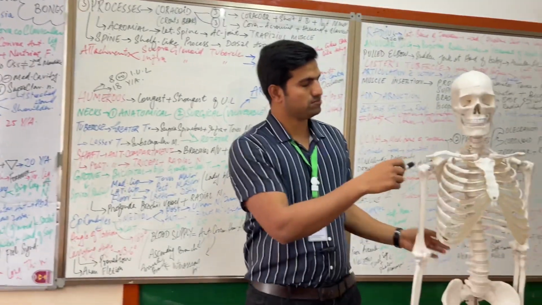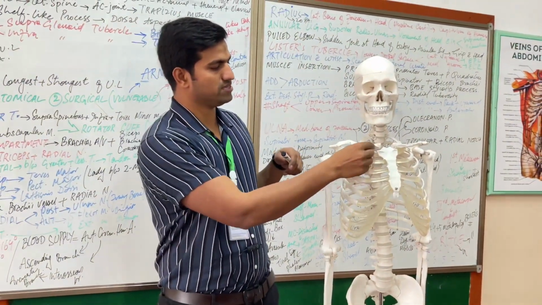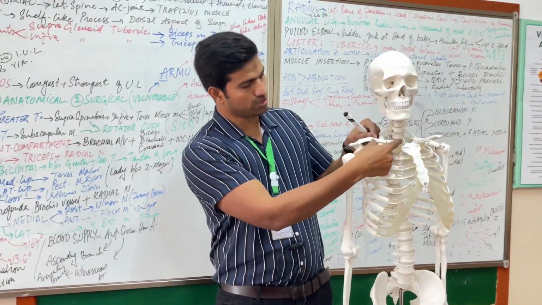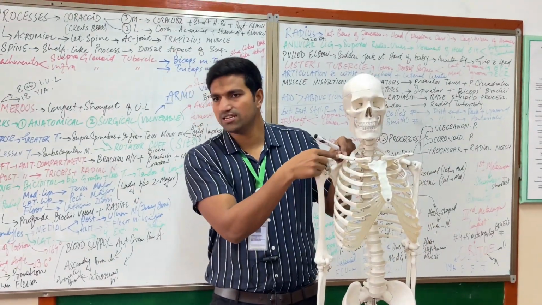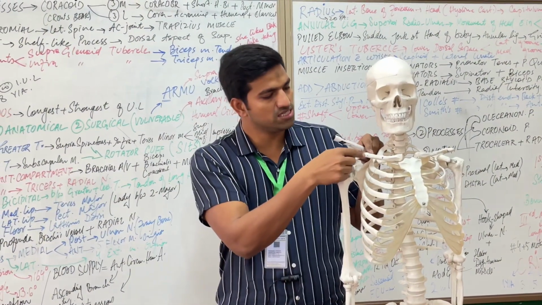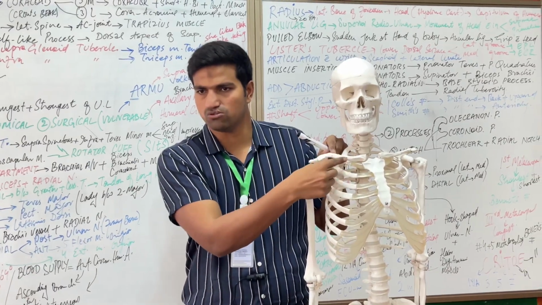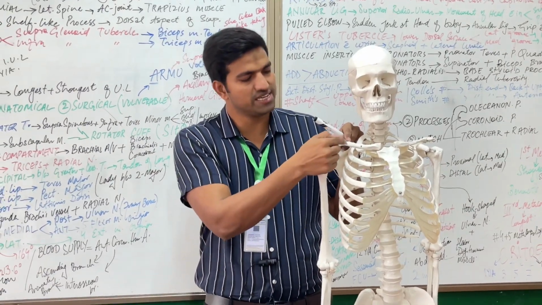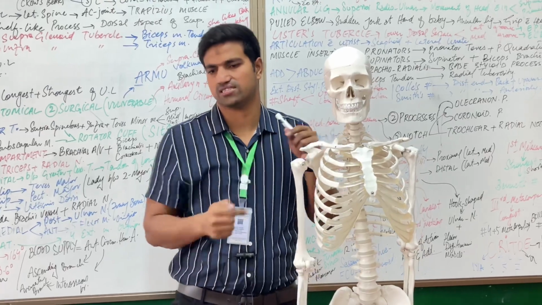We will divide this clavicle in three parts: first, second, third. This is the medial 2/3 of the clavicle, and this is the lateral 1/3. So this is the junction of medial 2/3 and lateral 1/3. This is the weakest point. Here the fracture should happen.